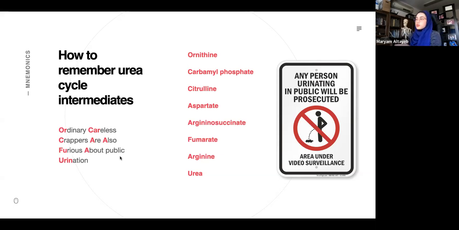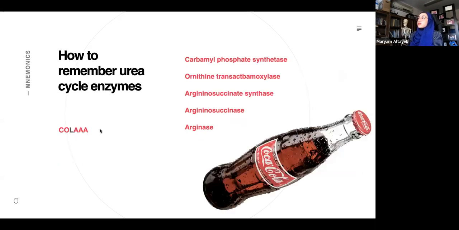Okay, so just keep that in mind. That's our first mnemonic. Once you guys have that down, we're going to move on to the second mnemonic, which is how do you remember the enzymes related to the urea cycle.